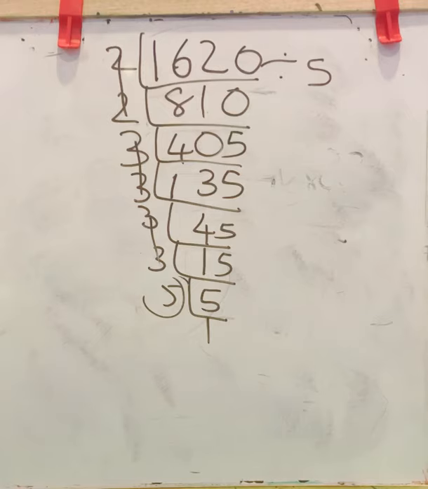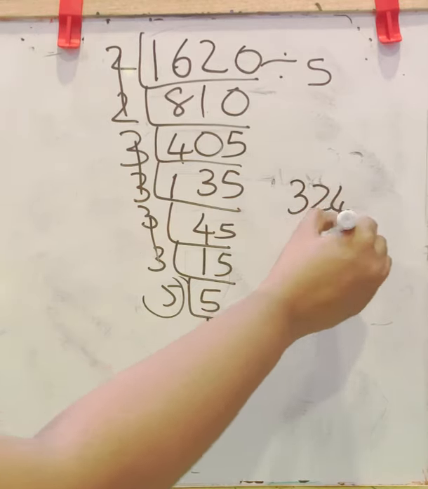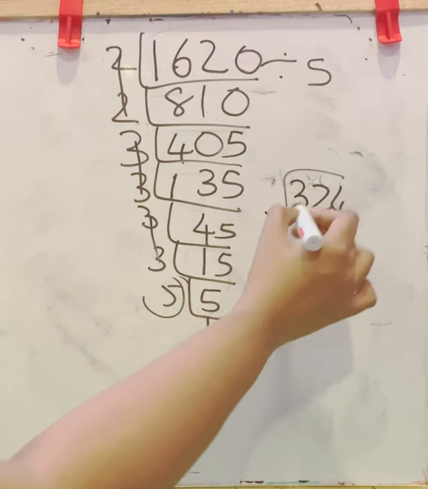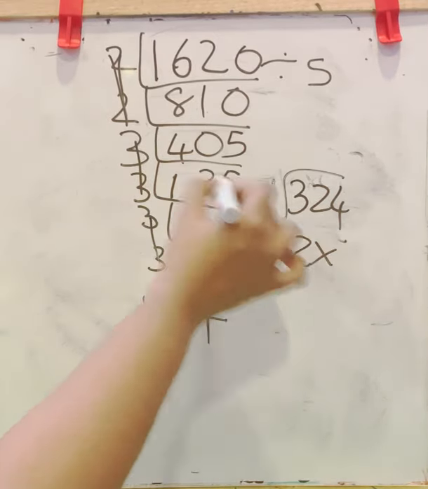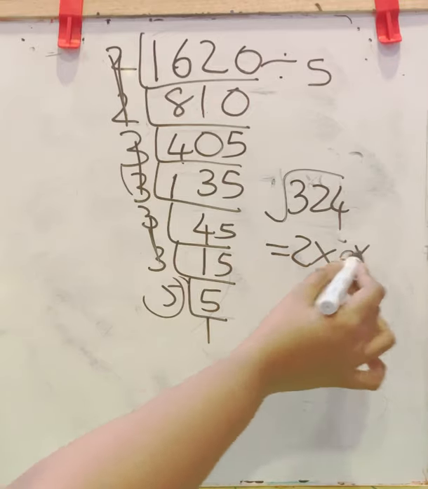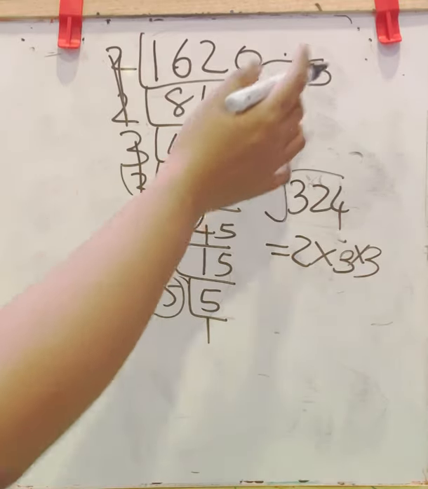After dividing 1620 by 5, you will get a new number 324. This will be a perfect square, but the square root will have one 2, one 3 and another 3, but no 5 because we already divided it.